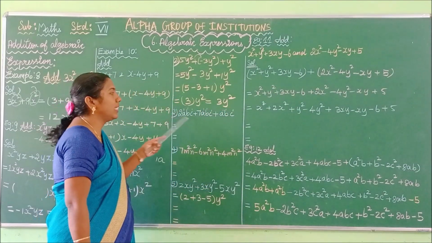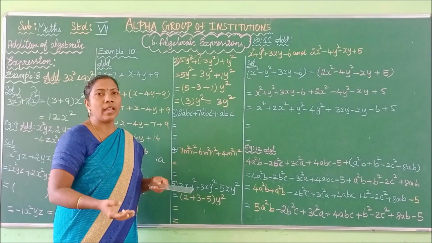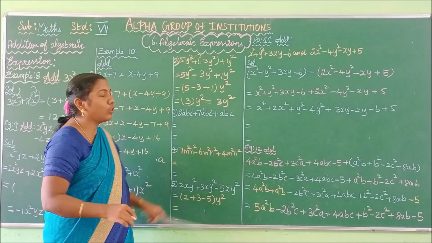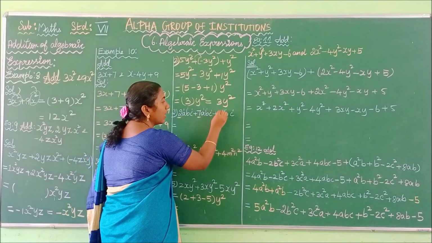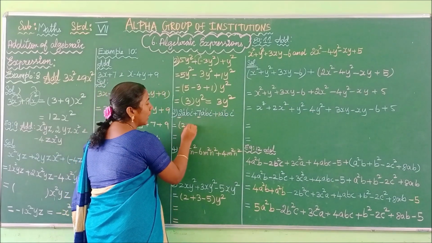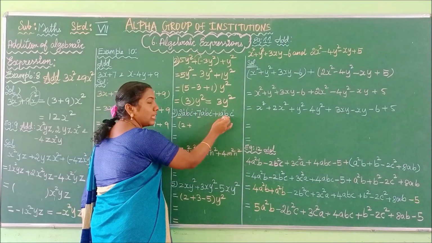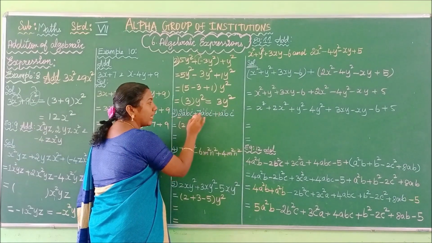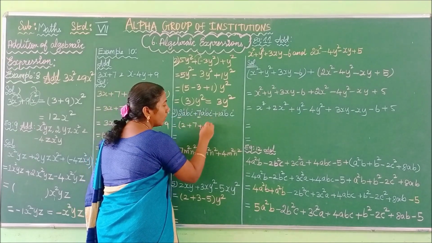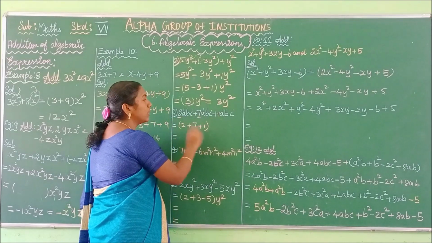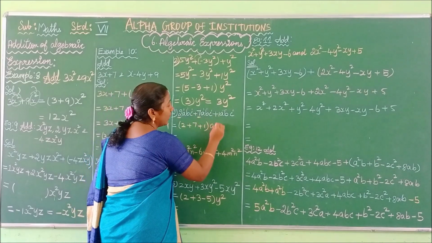Okay, so we can easily add these like terms. How can we add? By adding their numerical coefficients. What is the numerical coefficient here? 2, 7, here 1. In order to add these three terms, you have to add the coefficients. So 2 plus 7 plus 1. Within the bracket you have to write the numbers. Beside the bracket you have to write the variables a, b, c.